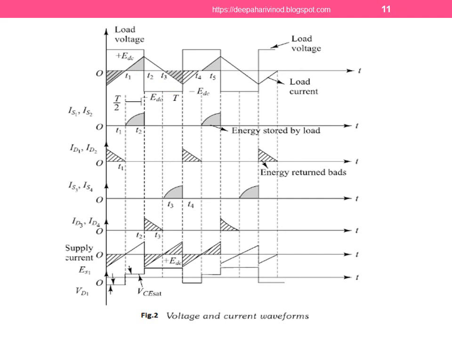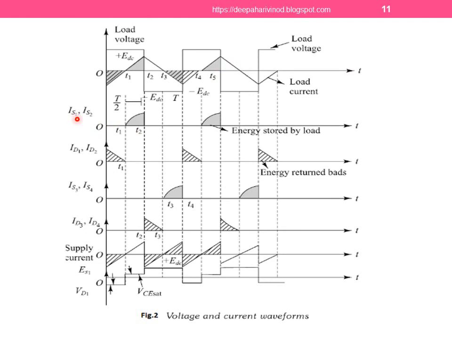At this instant, we can see that load voltage is plus EDC, but the load current decreases in the same direction, in negative, down to 0. At T5, load current goes to 0 and S1 and S2 are on again, and the process repeats.